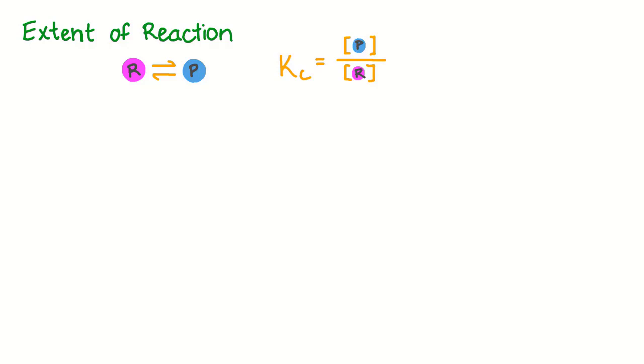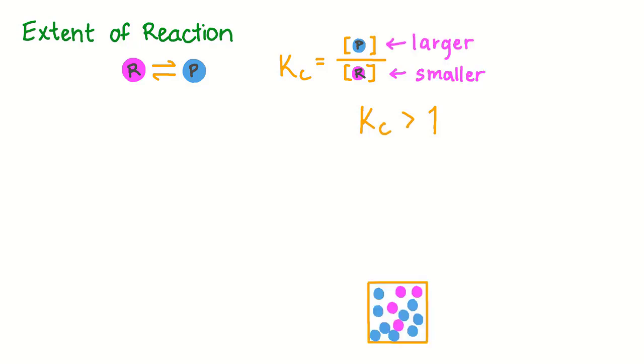The equilibrium constant expression for this reaction will be the concentration of the product divided by the concentration of the reactant. If the value of Kc for this reaction is greater than 1, that means the value in the numerator is larger than the value in the denominator. In other words, the concentration of the products at equilibrium is greater than the concentration of the reactants. So the products are favored for this reaction.